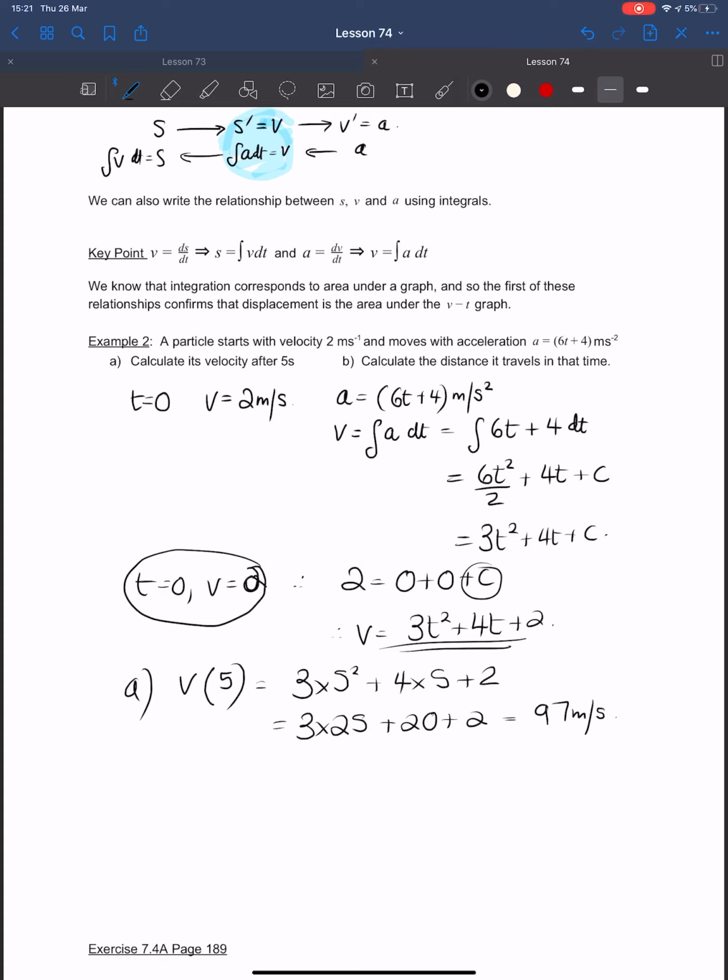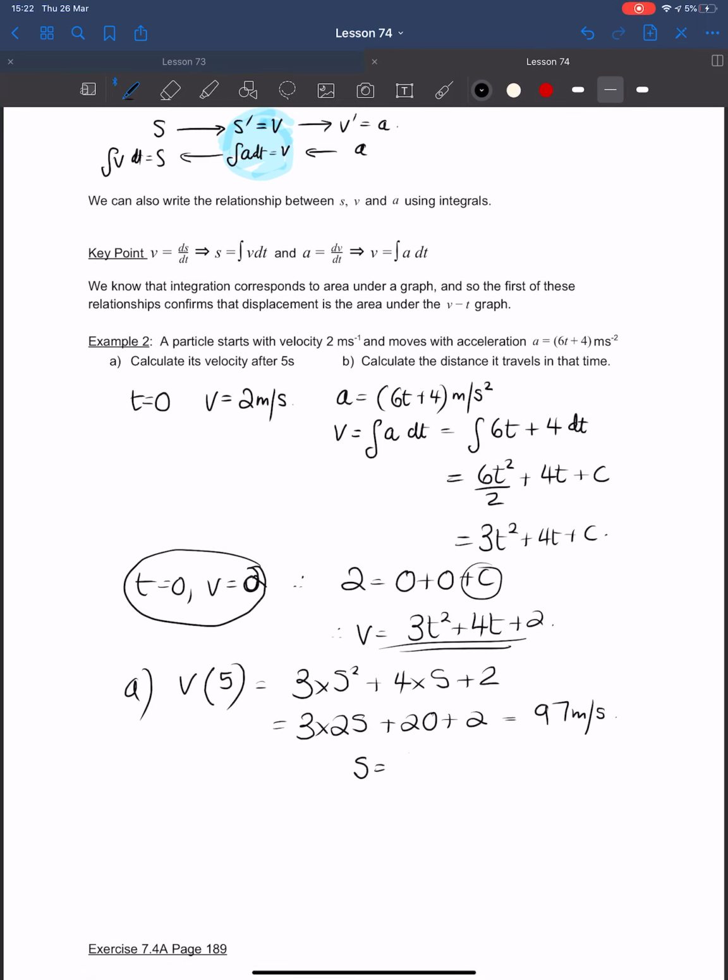Okay, and then it moves in this time. So the distance, is it moving in a straight line? Calculate the distance it travels in that time. Well, everything is positive, so it's always moving forwards. I'm just going to integrate it anyway. So for part B, we need the distance it travels in that time.